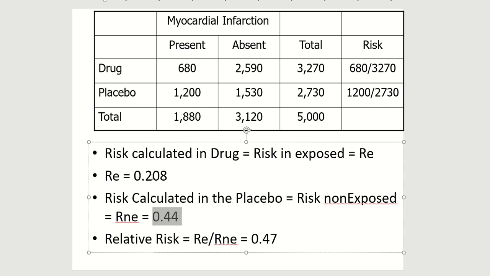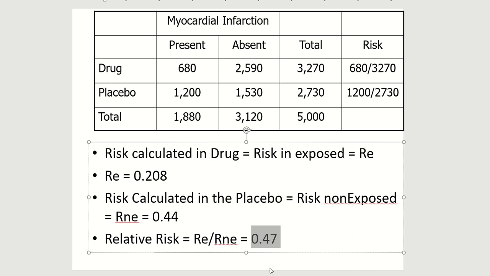One thing that comes to mind is maybe taking the difference between the two, which might work. However, we're going to do something different: we're going to calculate a ratio of the two. So we put the risk in the exposed over the risk in the non-exposed, creating something called a relative risk or a risk ratio, same thing. And that comes out to be equal to 0.47.